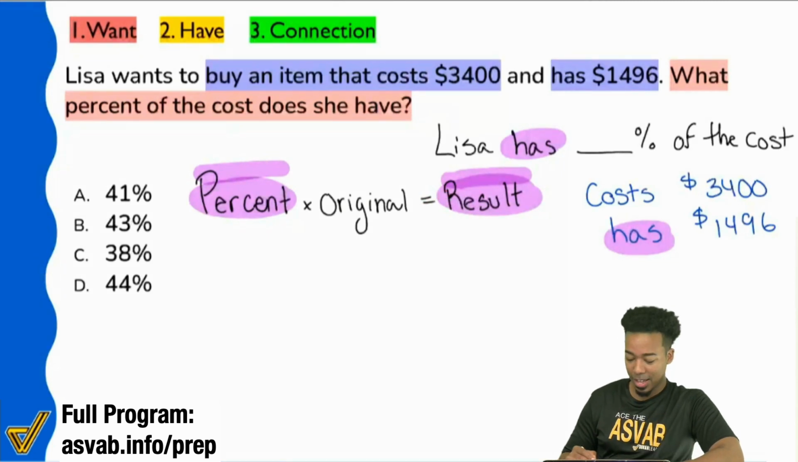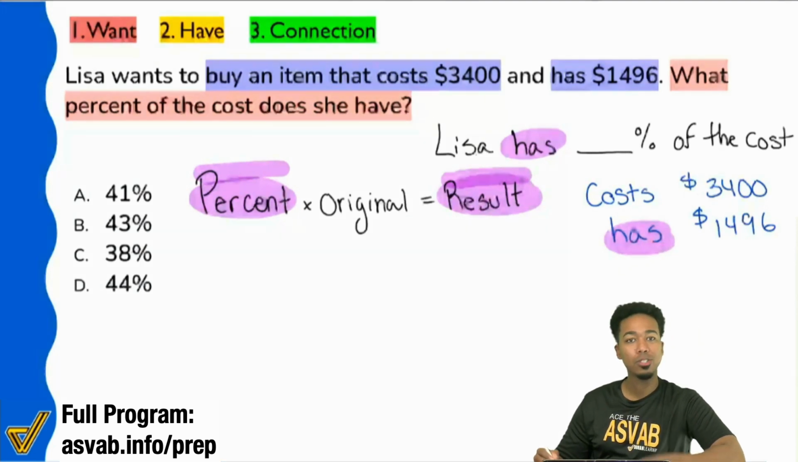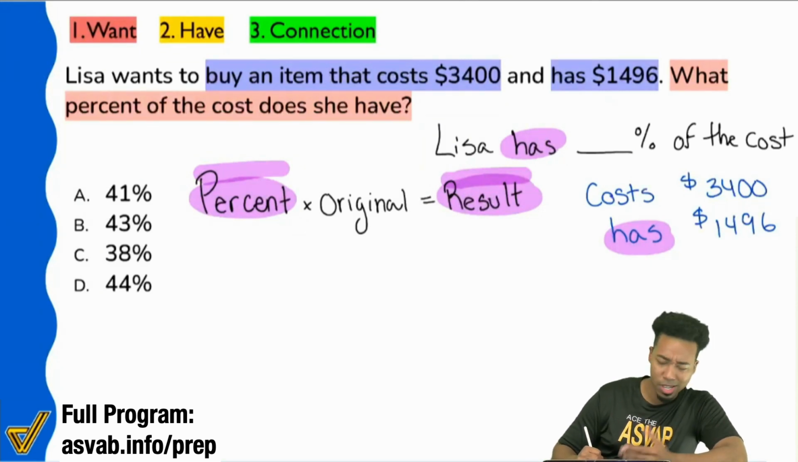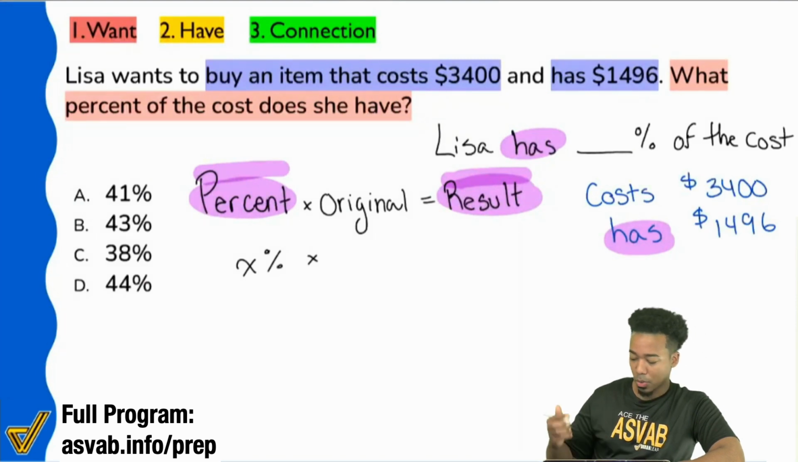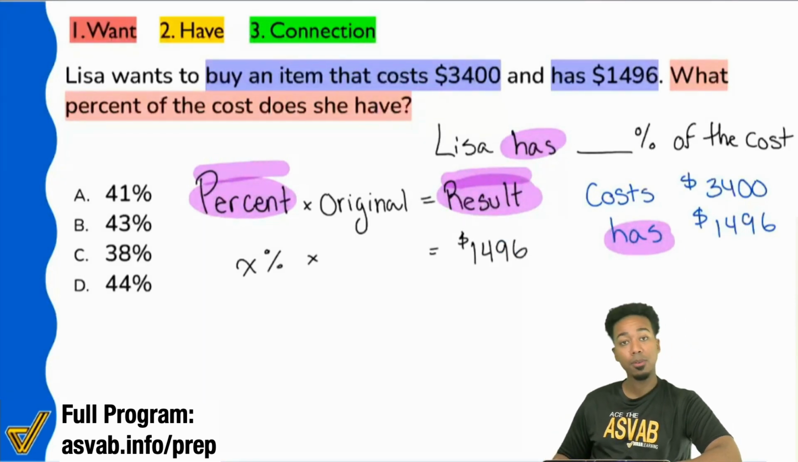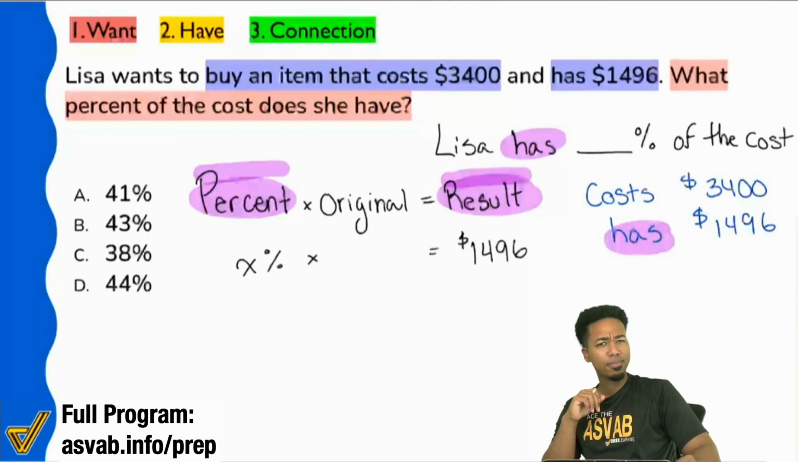In this case, the percent that we're trying to find represents the percent that Lisa has. The result that we're going to put into the formula is the amount that Lisa has right over here. So let's see how this is going to work out. We're looking for that percent, X percent, times the original equals the amount that Lisa has, which is again 1,496. Everyone, the original, I left it blank.